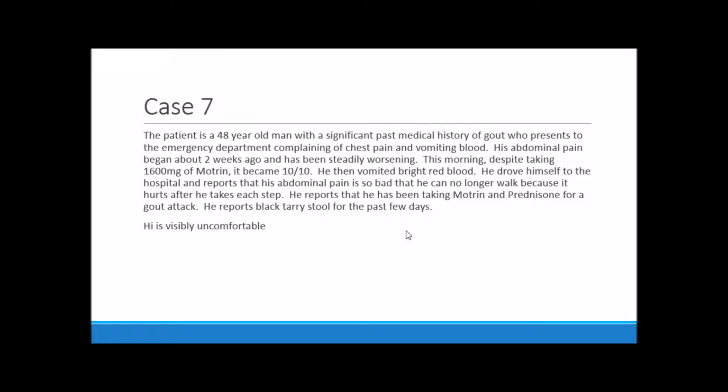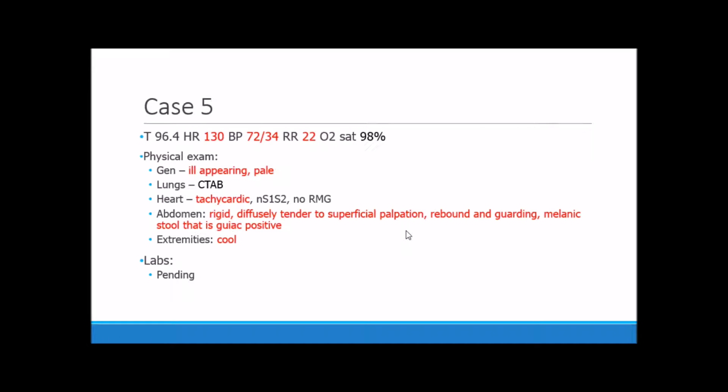Diagnosis? Yeah, ulcer that has probably... What in the history makes you think that it may have perforated? Okay, so he has peritoneal signs, right? The abdominal pain is really, really severe, and the hurting while he's walking is probably a manifestation of rebound.